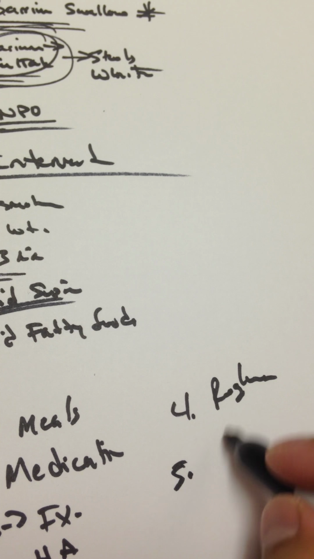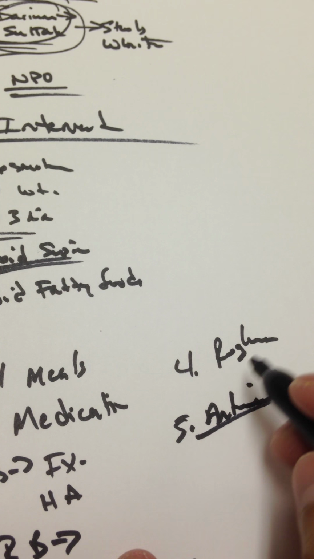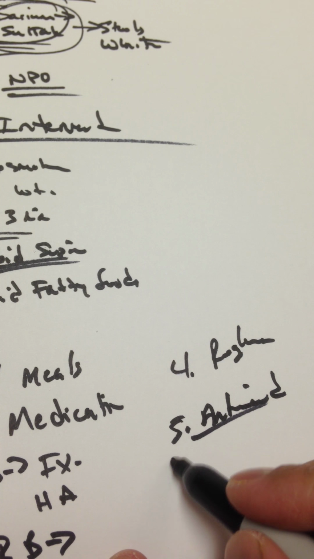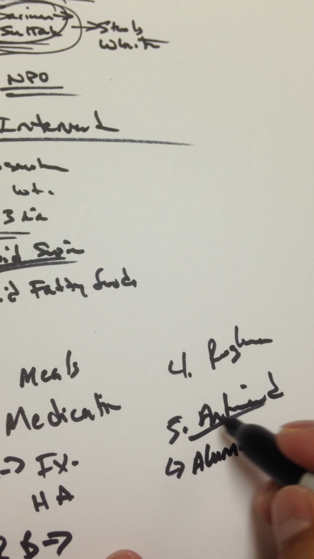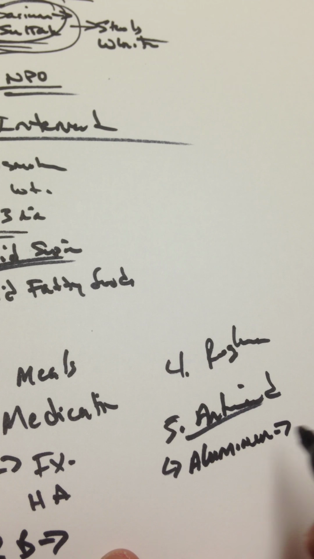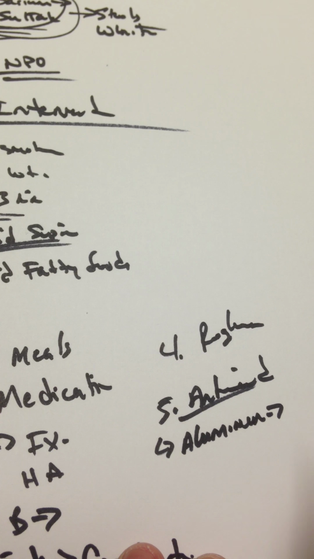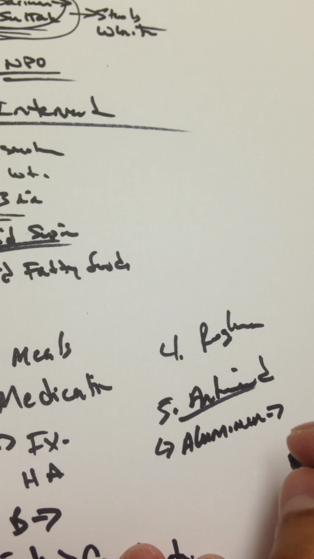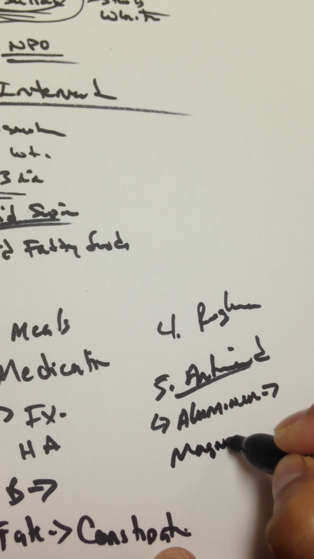Another medication that you can give is something like an antacid. Okay, now depending on which antacid you give, the antacid may contain aluminum products. If that's the case, you want to tell them that that aluminum can cause constipation. Some antacids contain magnesium. If they take magnesium, you want to inform them that the magnesium will cause diarrhea. So let me just add magnesium on there.